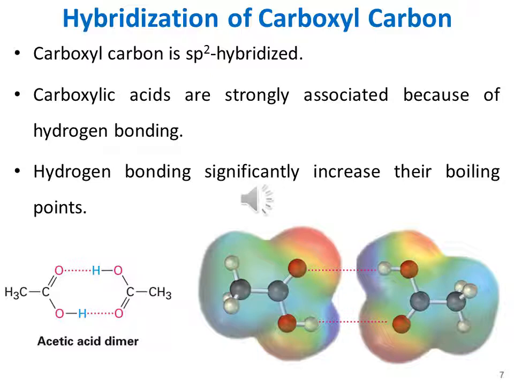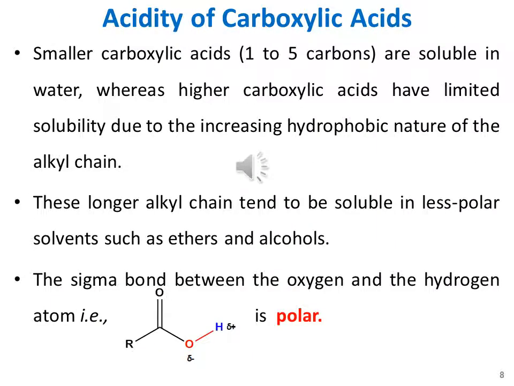So when we compare the acetic acid with the ethane, since in the acetic acid extra hydrogen bonding is present, which is not present in the case of the ethane, that's why the boiling point of the acetic acid is higher than that of the ethane. So remember that the hydrogen bonding between the hydroxyl hydrogen and the carbonyl oxygen of carboxylic acid increases their boiling point.